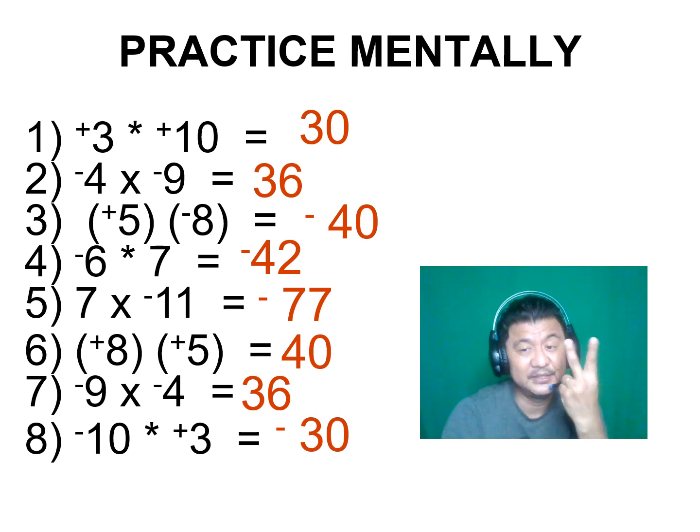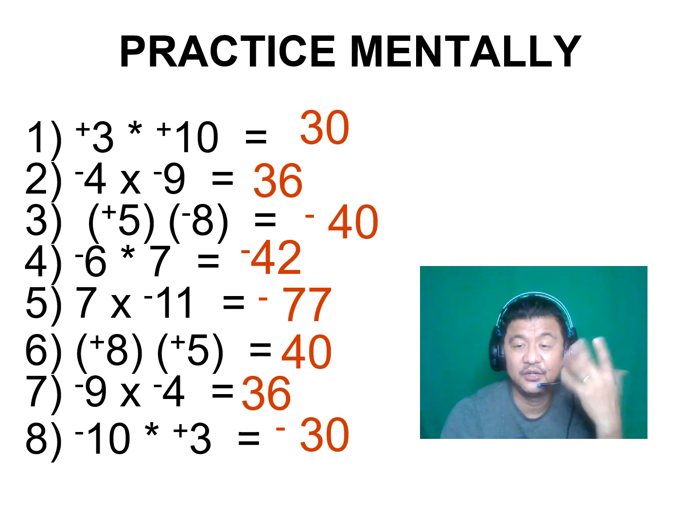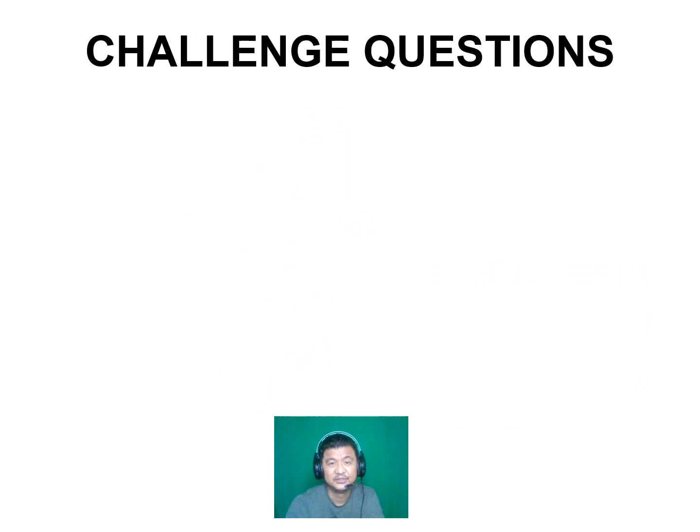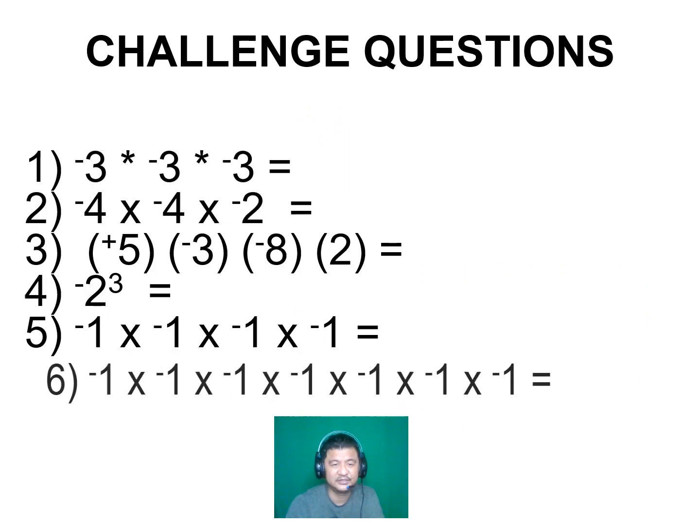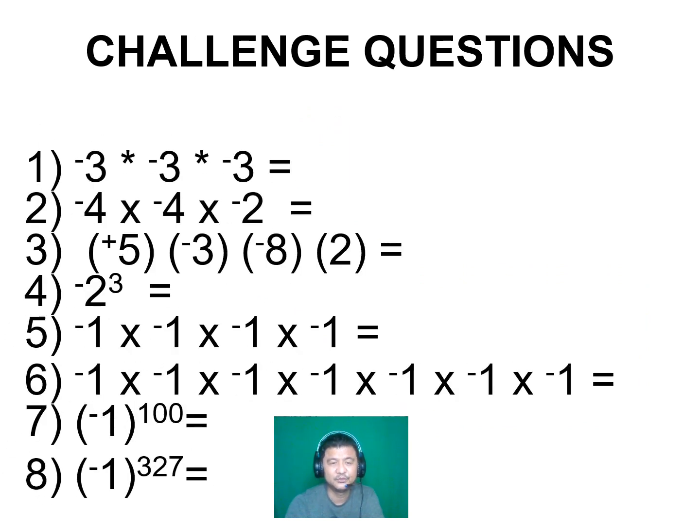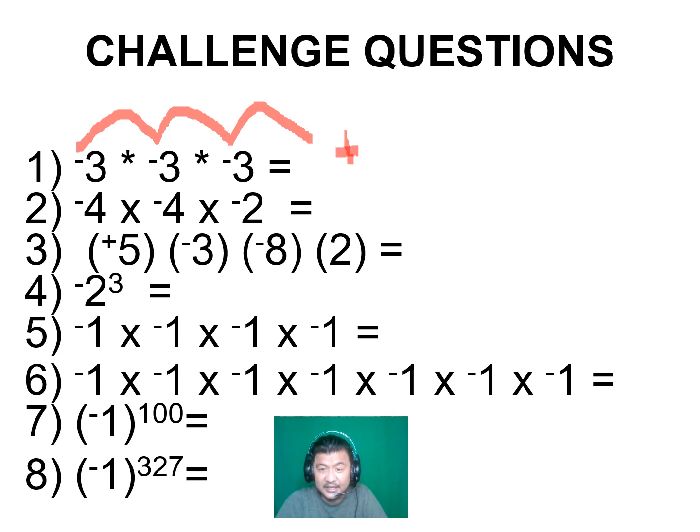Good. So remember, that rule only works for two integers. Now, the challenge is, what if there are 3 or 4 or more factors? Challenge questions. Let me give you a few examples, and then answer the rest on your own. Some kids might say, oh, they're all the same signs, therefore it is positive, 3 times 3, 9 times 3, 27. If you wrote 27, you are incorrect. Remember, the rule only works for two integers.